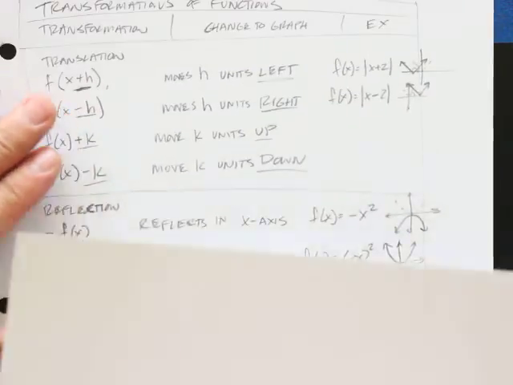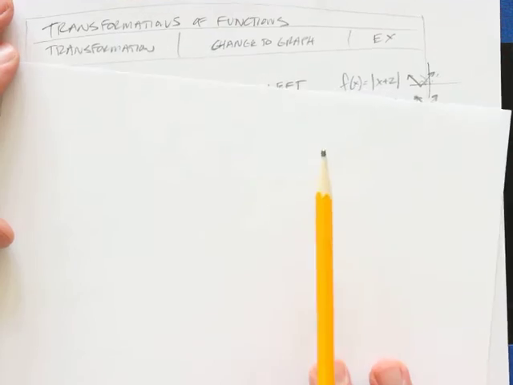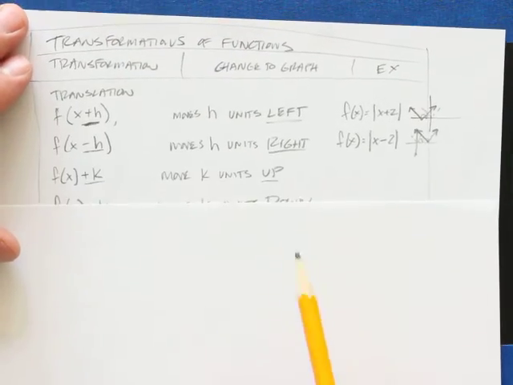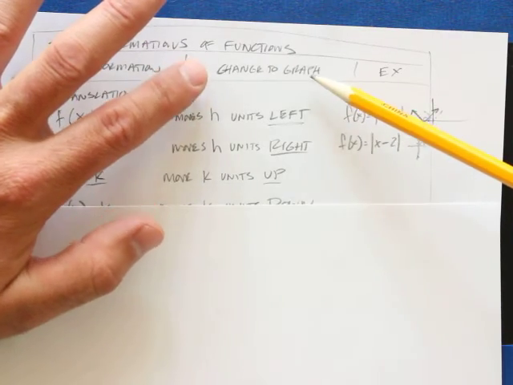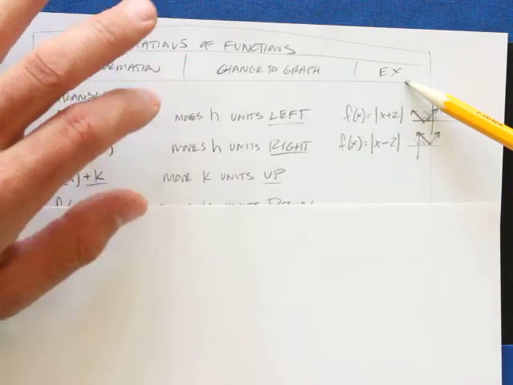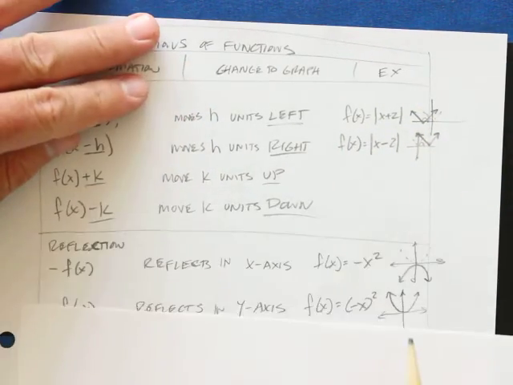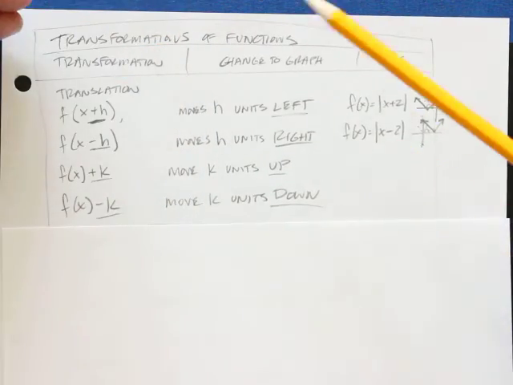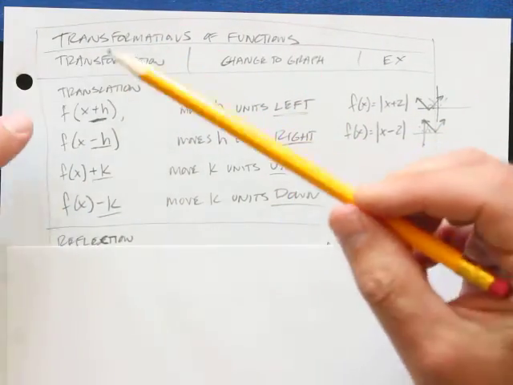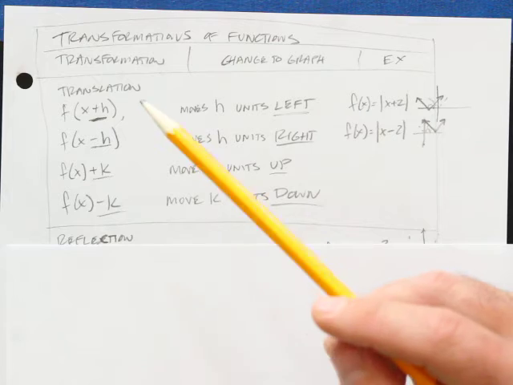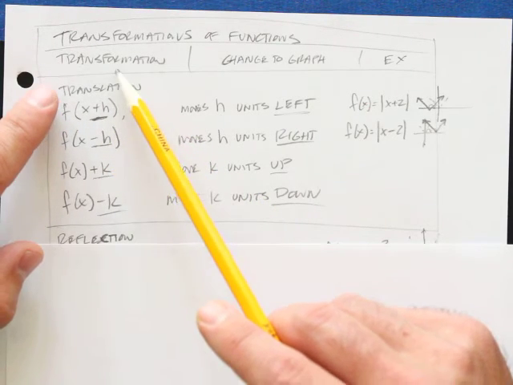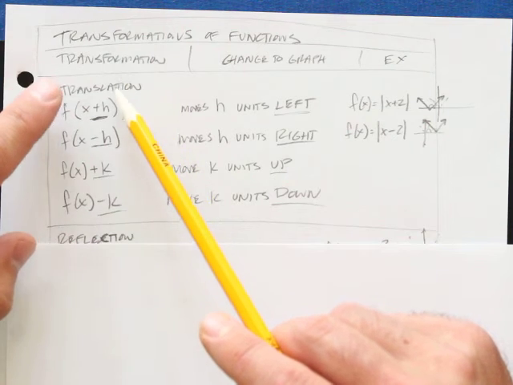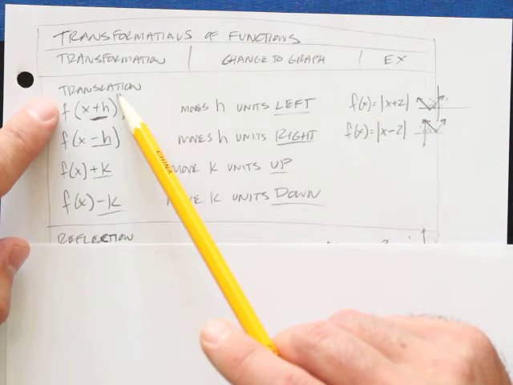So we're going to make this big chart here, and we're going to label it transformations of functions. We're going to have one column that's transformation, the next column is change to graph, and then the next one, there might be an example. Some of these will have an example, some of them don't. So make sure to write this the way that it's here. The transformation here, we're going to look at translation first.